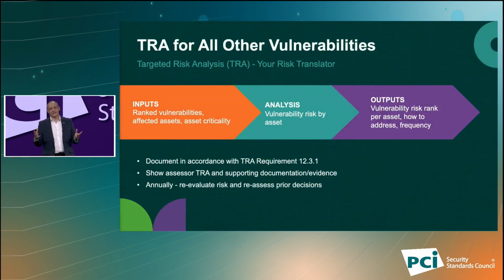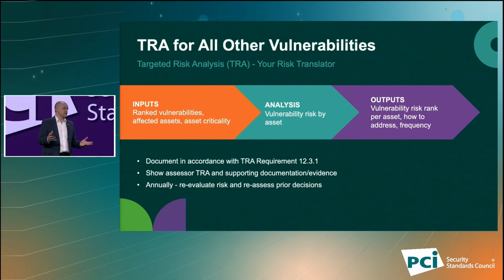OK, now, I said I was going to touch on TRAs. So TRAs, you're going to need one of these to support your decisions about how you're resolving or addressing all other vulnerabilities. So as inputs, you need to consider the rankings that have been assigned to those vulnerabilities, which assets have those vulnerabilities, and how critical they are to your organization.